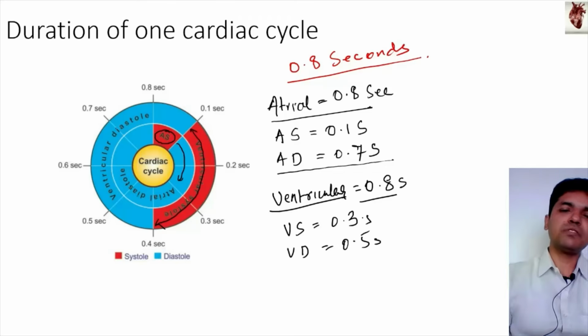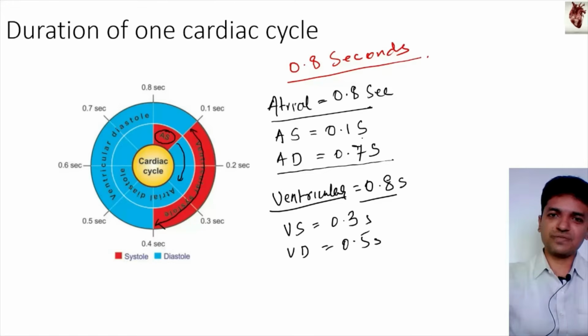And always remember one more thing: the duration of the cardiac cycle is inversely proportional to the heart rate. That means if the heart rate is increasing, then the duration of the cardiac cycle is going to decrease. And if the heart rate is decreasing, then the duration of the cardiac cycle is going to increase. In this duration we have both systole as well as diastole. The one which is affected more is the diastole.